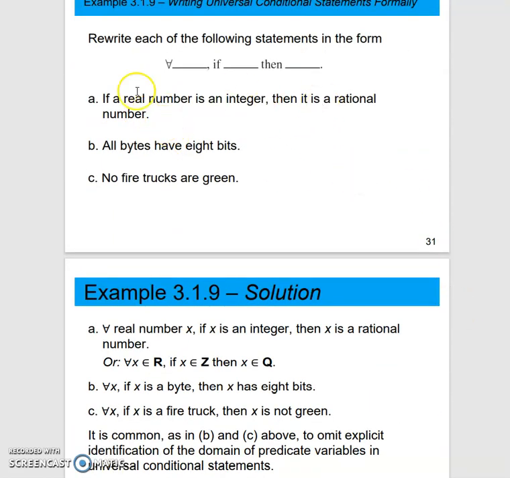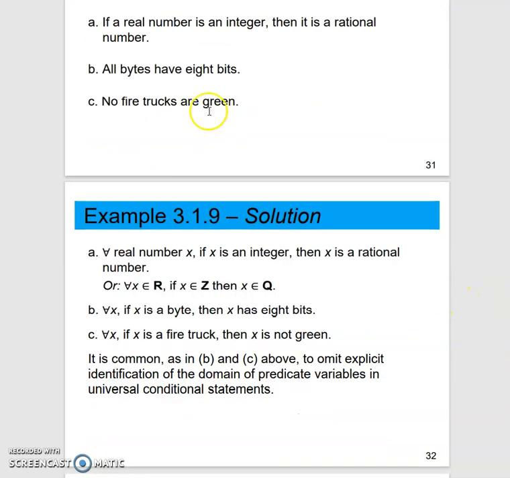So let's try taking a less formal statement and writing it more formally, where we've got the for all and then if-then. So if a real number is an integer, then it is a rational number. Again, there's a couple ways I could say it. Using my very formal notation, I've got for all x in the real numbers, if x is in the integers, then x is in the rational numbers. So these two statements are actually the same. It's just what type of notation I'm using. And you can see similar examples there for B and C.